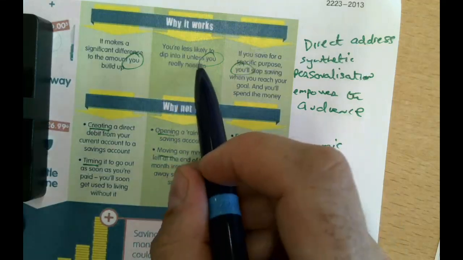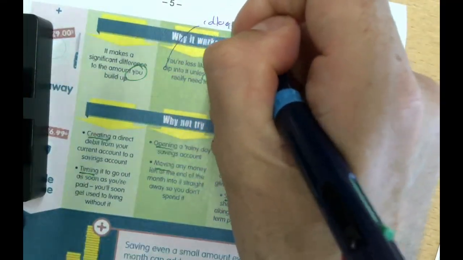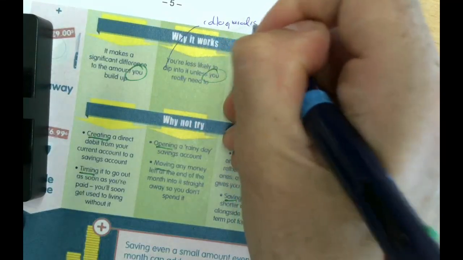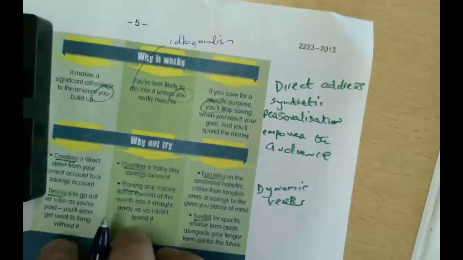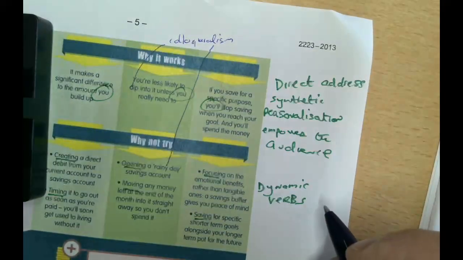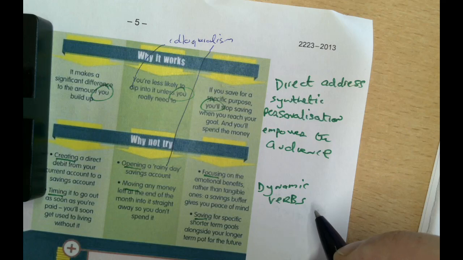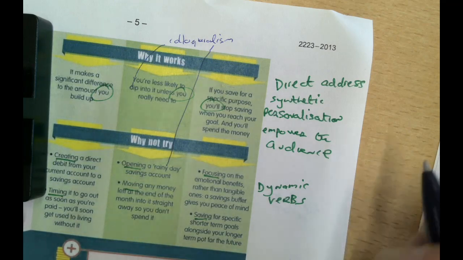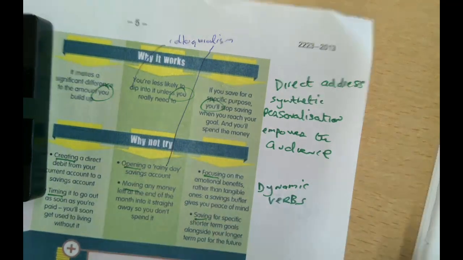They're using colloquialism, probably to establish a conversation with someone. Well done. Trust. I don't know if you can see that. You're less likely to dip into it. That's a colloquialism. Well done. Excellent. So what can we say about the audience? Colloquialism. What can we say about the audience, all these colloquialisms?